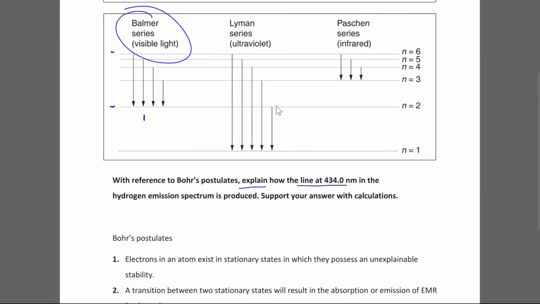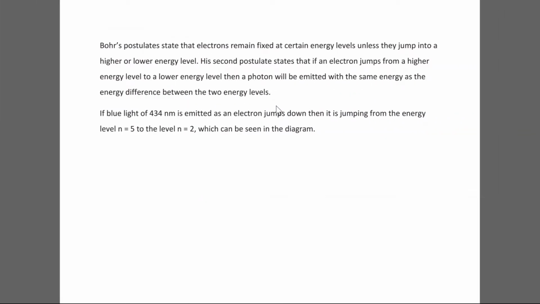Cool. So we've explained the answer, referring to the diagram. Now we'll support our answer with calculations. So the information we've got is, we don't actually know that it comes from n equals 5 yet. We have to calculate that. But we do know that the wavelength is 434 nanometers.